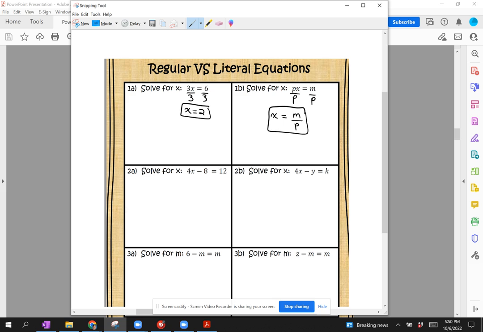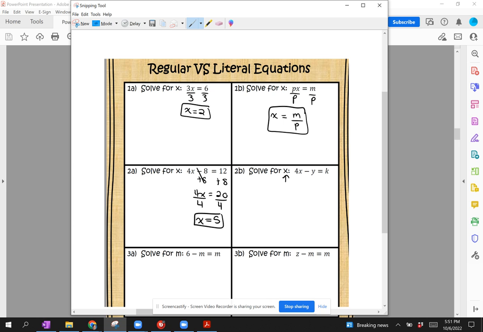Now we can't do anything to the m and the p because they are not alike. So we just leave it as a fraction, m divided by p. For 2a, we have a two-step equation. We have to undo adding or subtracting first. Now we have that 4x. So we undo that by dividing. We're going to get x equals 5.